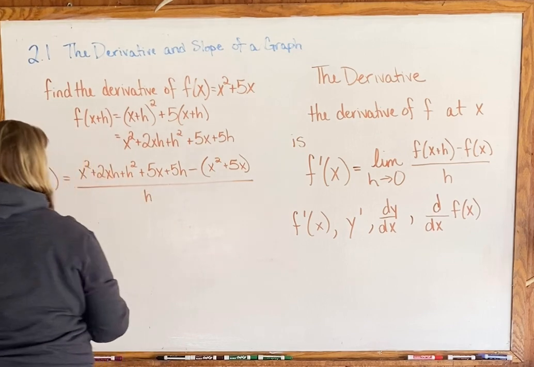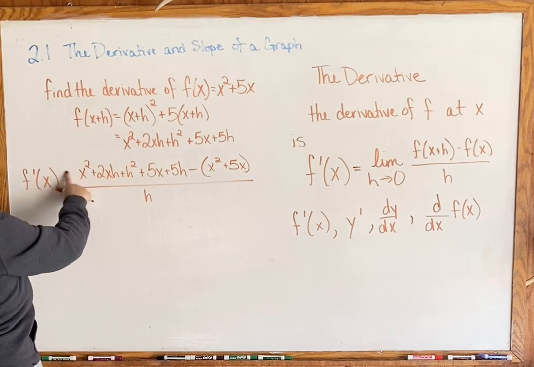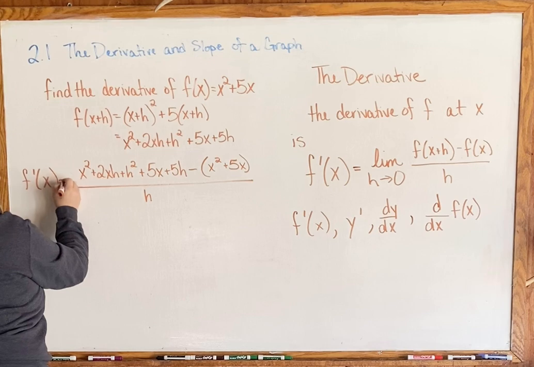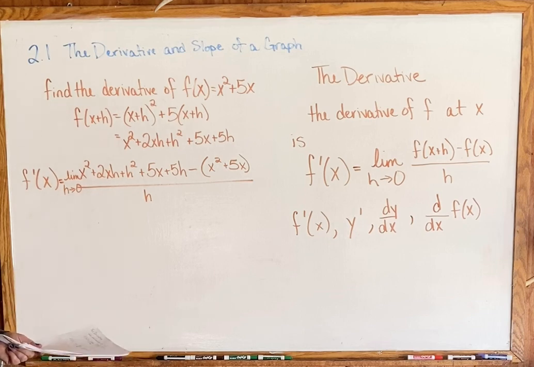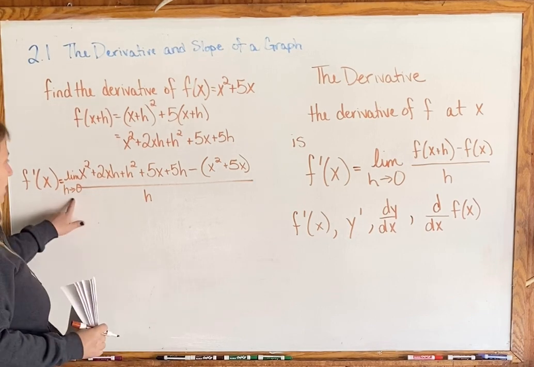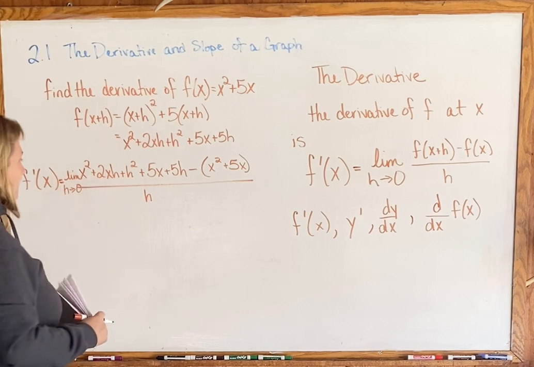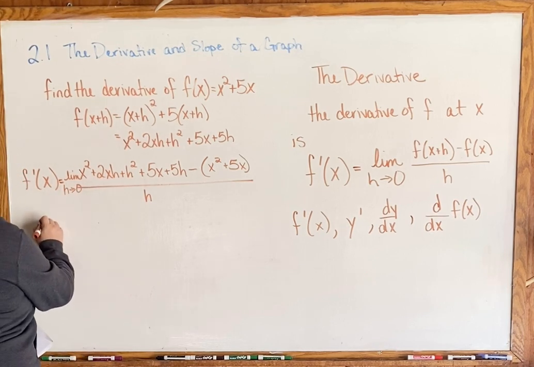All over h. And look at what I forgot, because I got so excited, I forgot the most important part, the limit as h approaches 0. So see, it's easy to forget it, but don't forget it, okay? It's important. That h approaches 0 part is very important for doing this. Okay, so even if you get excited.